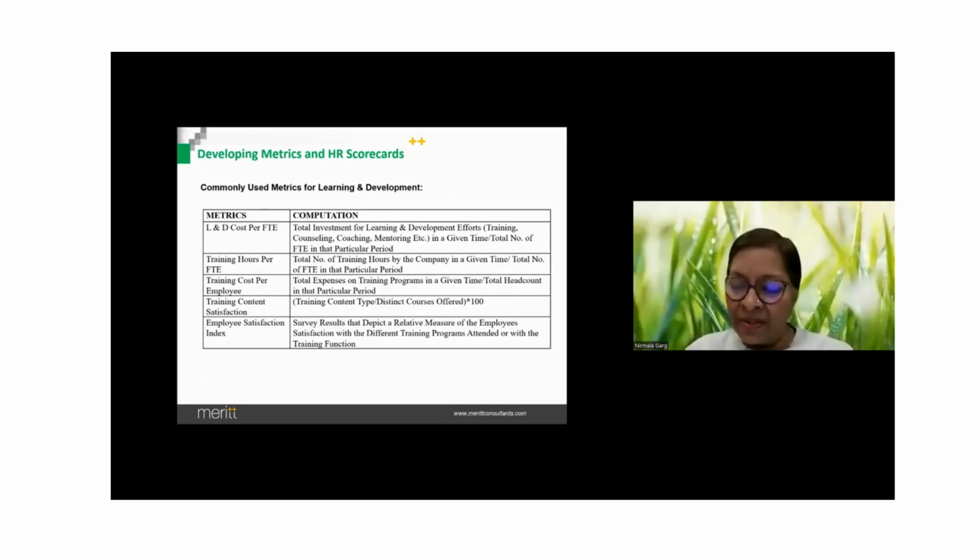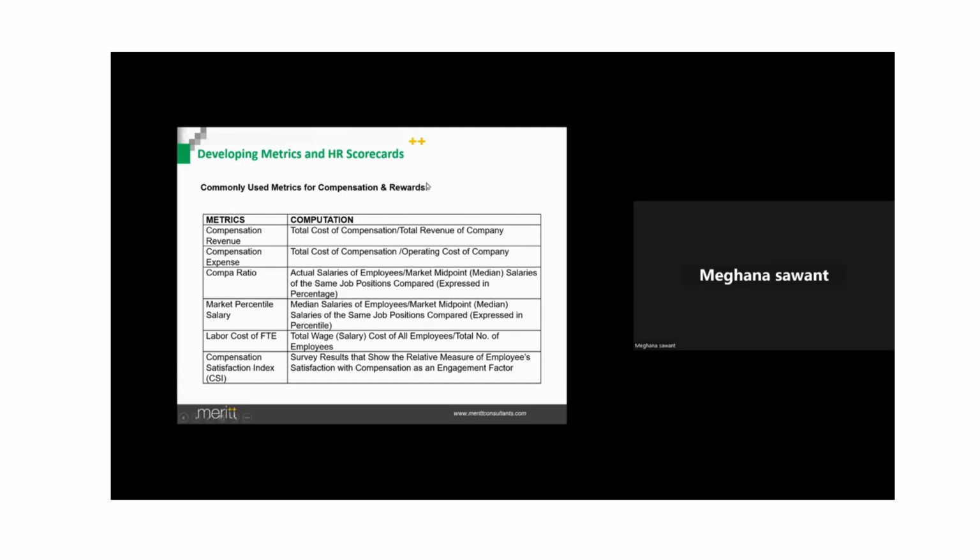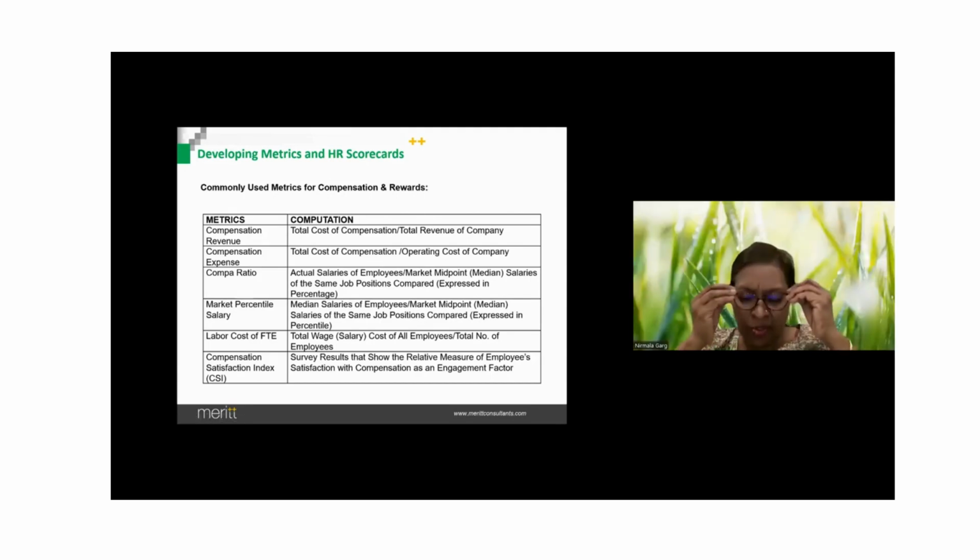Anybody in the compensation area here? Anybody? What are some of the measures to measure the compensation? Can we do this? Compensation revenue? That is total cost of compensation divided by the total revenue. That is also an indicator as to what is the total cost. Or can we also look at what? ECR ratio. You know what is an ECR ratio, guys? Employee cost to revenue. How do you measure that?